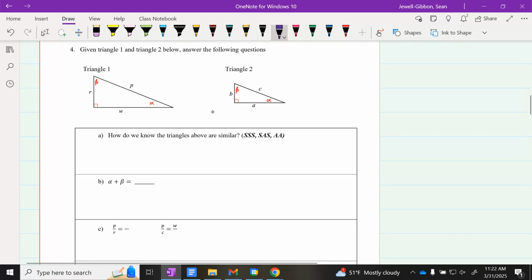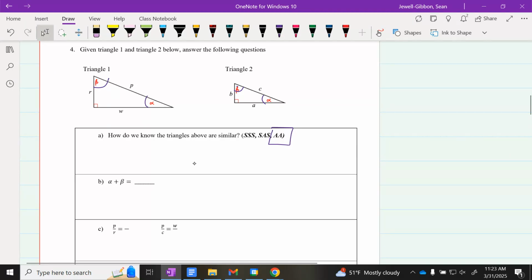So triangle 1, we have beta as an angle, we have alpha as an angle, those are just those weird symbols there. We have the same angles, so beta and alpha again in our second triangle. So these two angles are congruent here, beta and beta. These two angles are congruent here, alpha and alpha. So we know by angle-angle similarity that these two things are similar. So two angles congruent tells us that we have similar triangles.